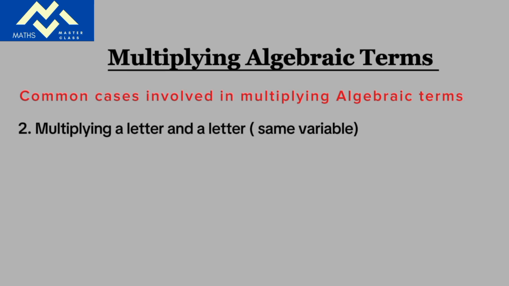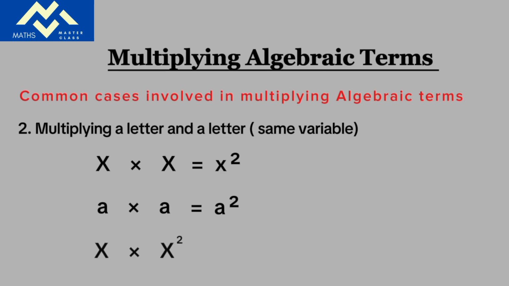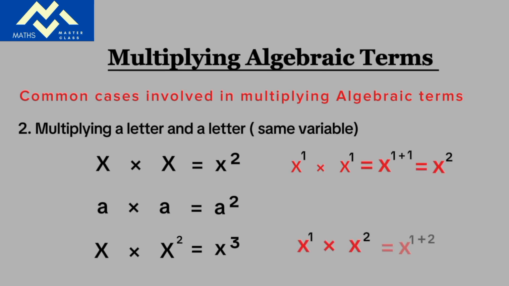2. Multiplying a letter and a letter. That is a variable times a variable. Example, x times x equals x squared. a times a equals a squared. x times x squared equals x cubed. When the same letters multiply, we add their powers. Here, x times x, both have the same power of 1, by adding them together we have x squared. Also, x and x squared, the powers are 1 and 2 respectively, so by adding their powers we have x cubed.